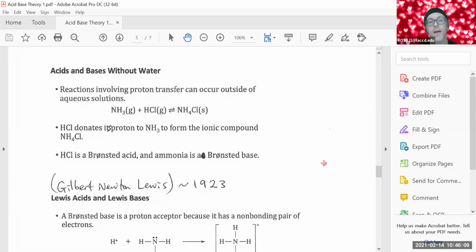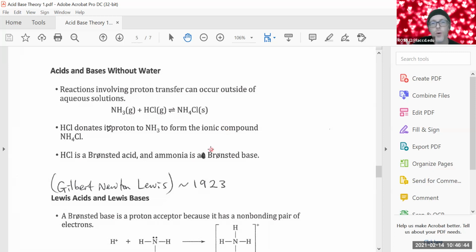NH3, we know, has a lone pair on nitrogen. And so we can have the union of the H plus with the NH3 to give NH4 plus, which would then form an ionic compound with Cl minus. Here, because HCl donated its proton, we can still call it a Bronsted-Lowry acid, and ammonia, NH3, is accepting that proton, so we can call it a Bronsted-Lowry base.